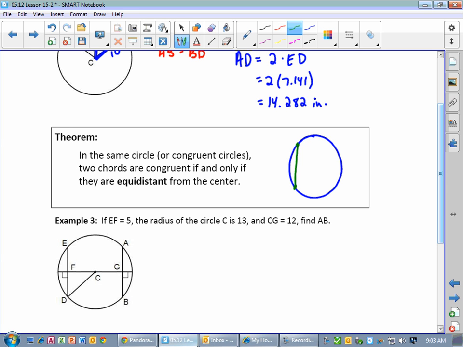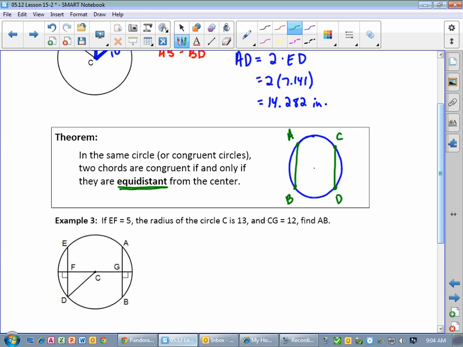Okay, so I'm going to go ahead and put a chord right here. I'm going to call that chord AB. And I'm going to put a chord over here which is the same length. If we don't know it's the same length, but it's going to be CD. And it says they're equidistant from the center. So that word equidistant, I'm going to take a guess at what that means. Equal distance, yep, same distance.